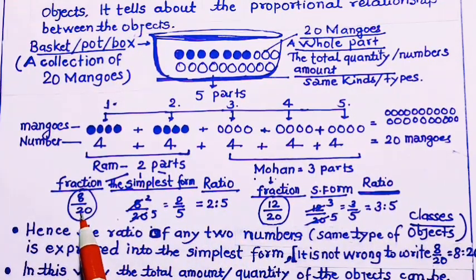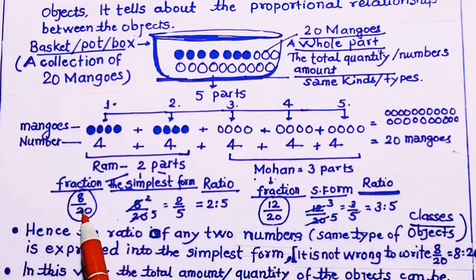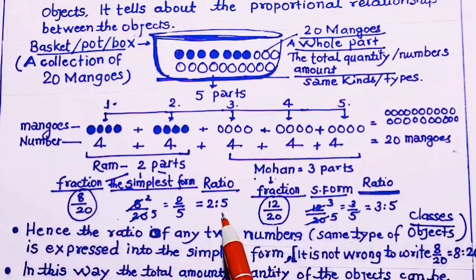This is the fractional number, which tells about the total quantity of the objects, but this number tells about the relationship.